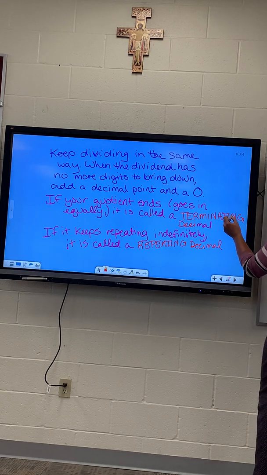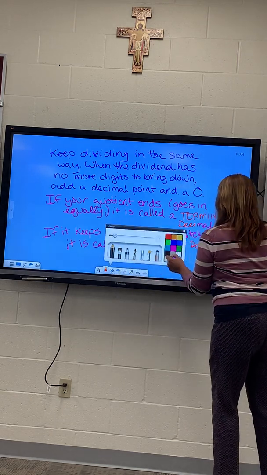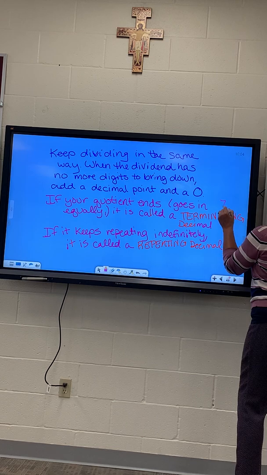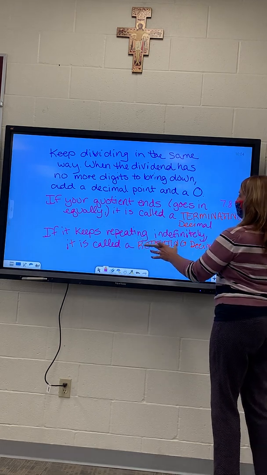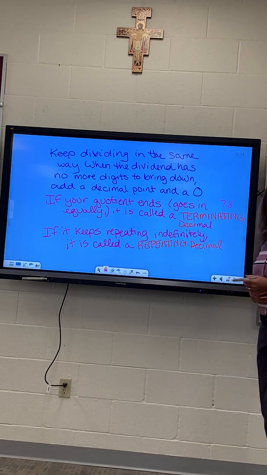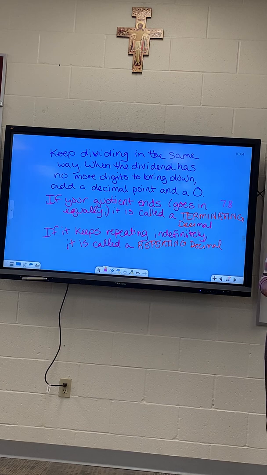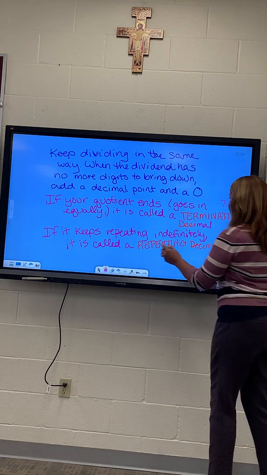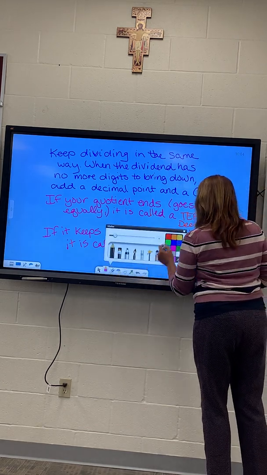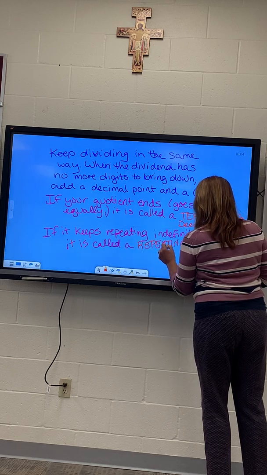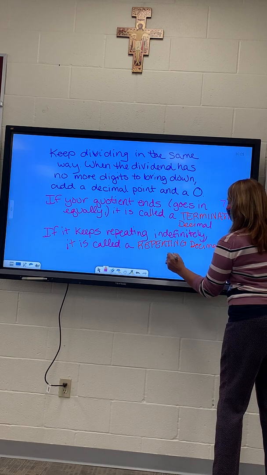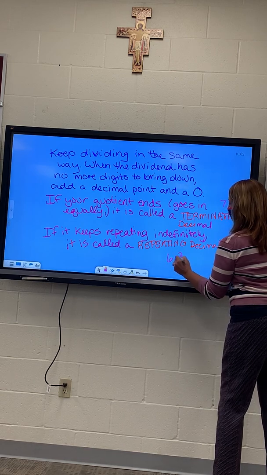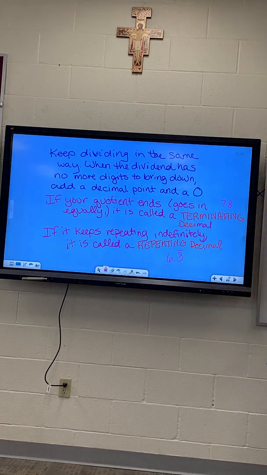So an example of this would be like 7.8. It stopped. 8's the end. If it keeps repeating indefinitely, do you know what indefinitely means? That means forever. It's called a repeating decimal. That's one like we got with 6.3 with the repeating bar.